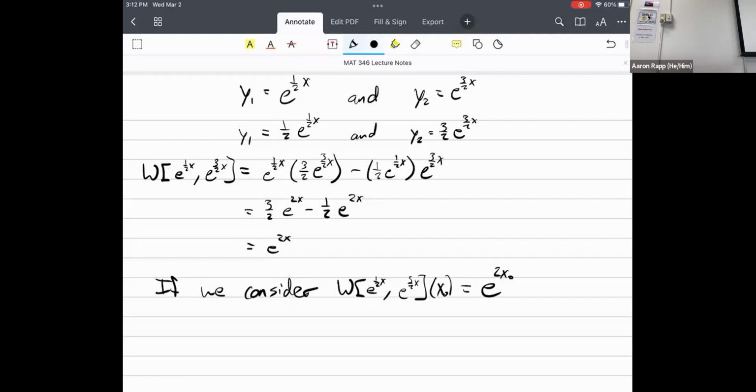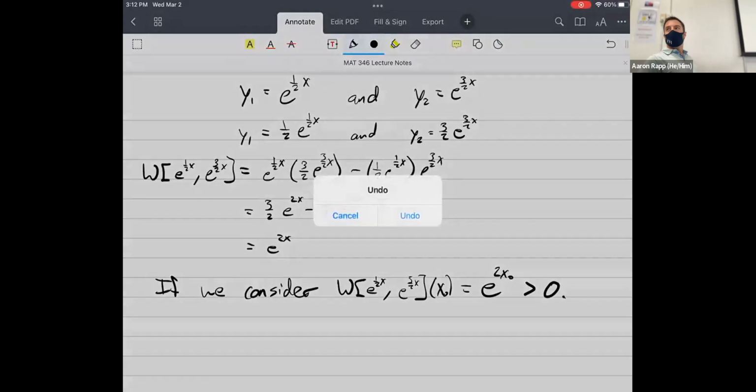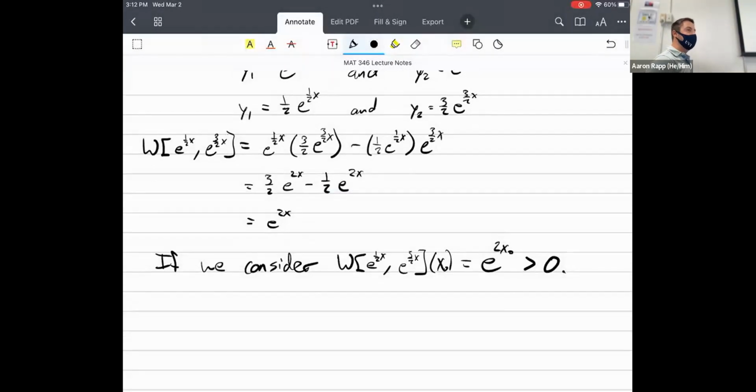Think about these exponential functions. Yeah, it can't be 0. Exponential functions will never be 0. So it doesn't matter what starting point for this independent variable that you give. You're always going to be guaranteed that that Wronskian is going to be positive.